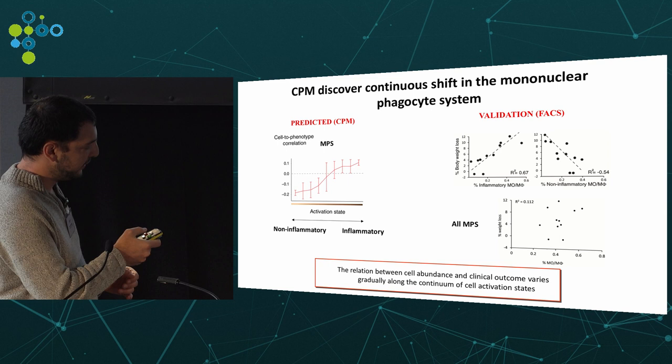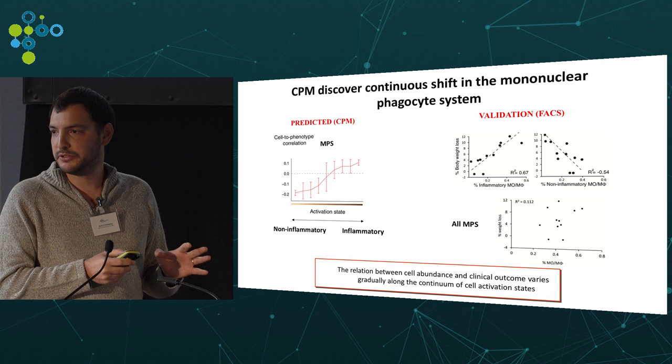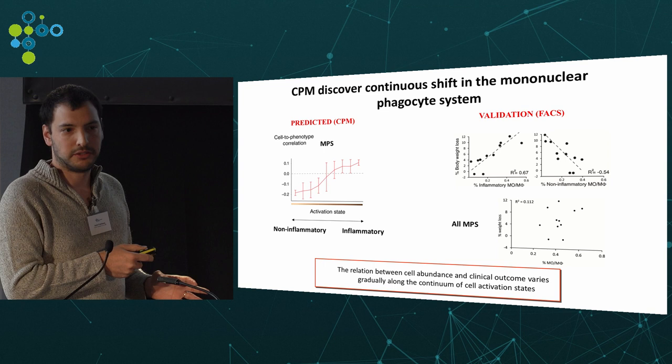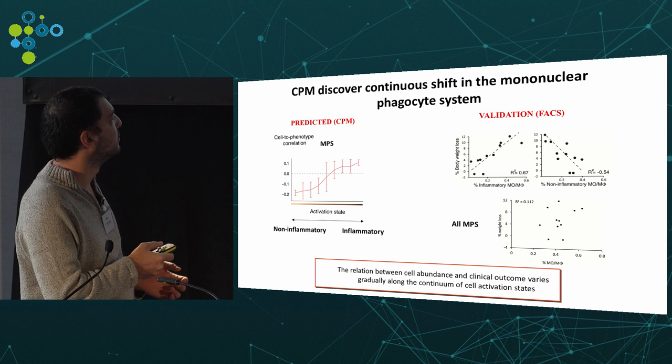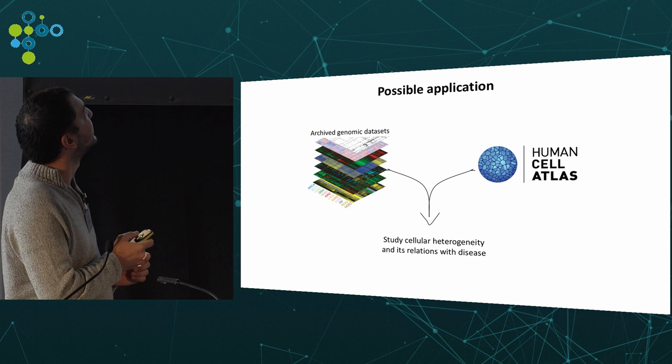But the important thing is that if you take all MPS, if you just do the standard convolution algorithm, you will see this. And in all MPS we have no trend, so no correlation. So you have to see this kind of trend within cell types in order to see the actual effect of, for example, here, the activation. And so this is what I said. So you have to do it within cells, within cell type.